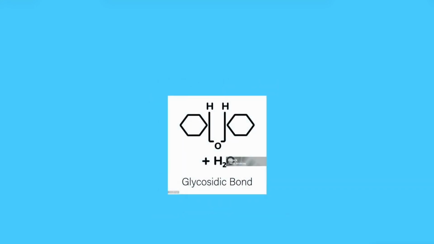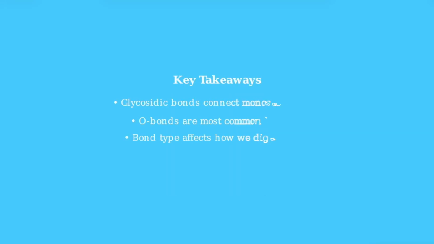Here you can see the glycosidic bond structure clearly. Two sugar rings connected through an oxygen atom, with water being released in the process. Key takeaways. Glycosidic bonds are the crucial connections between monosaccharides, with O bonds being most common in carbohydrates. The bond type, especially alpha versus beta, greatly affects how easily we can digest different foods.